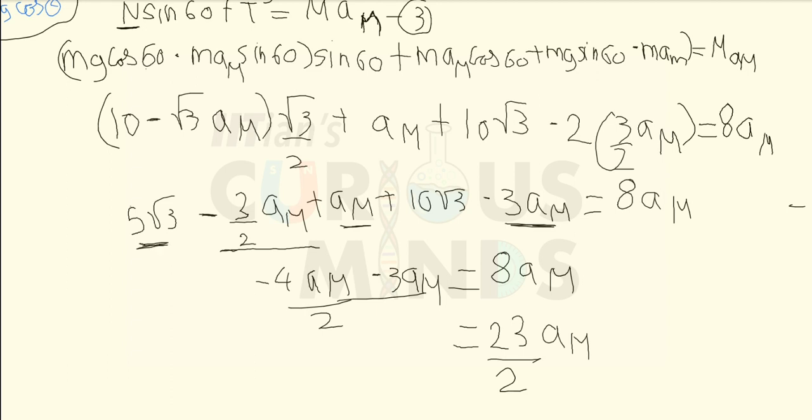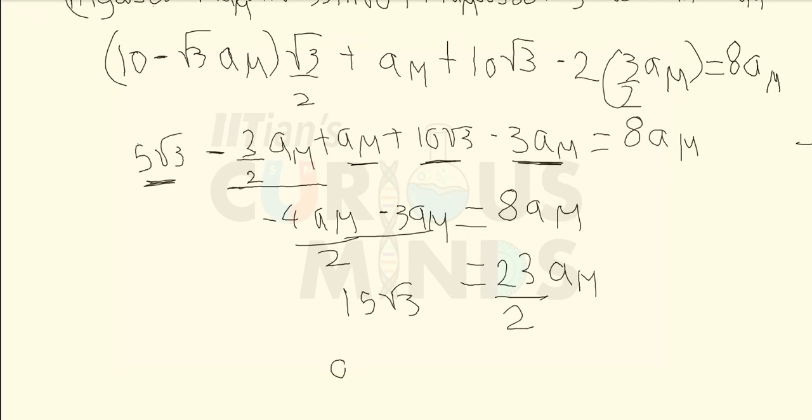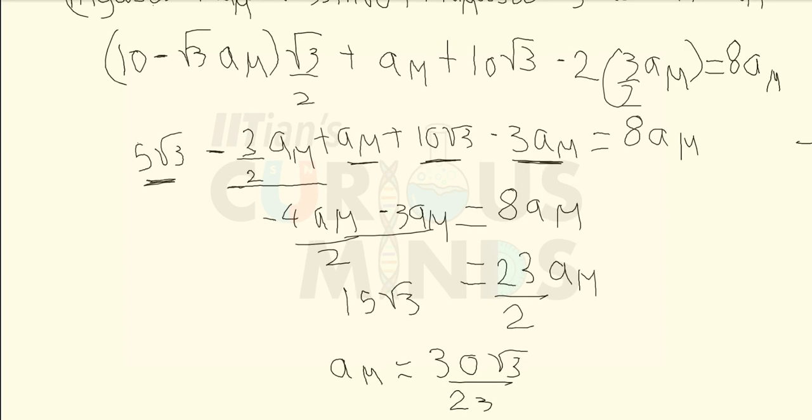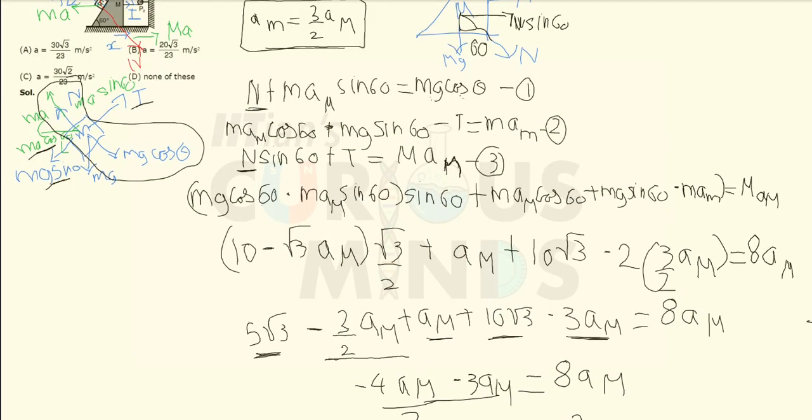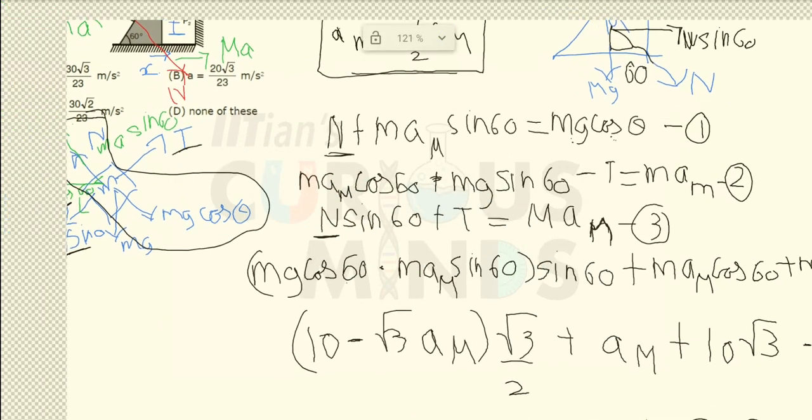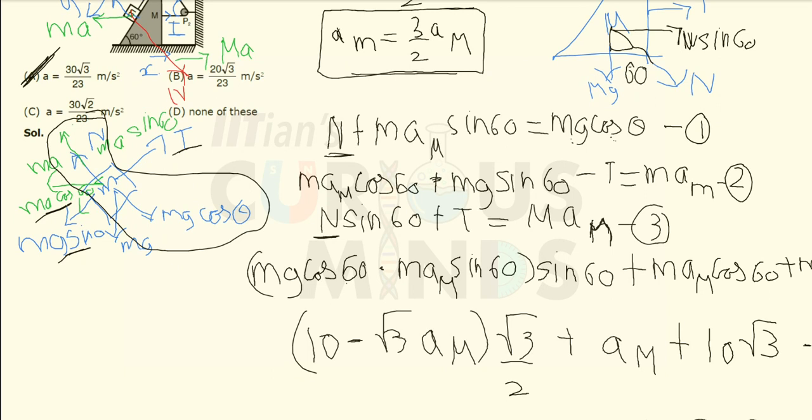Let us calculate the constant values. So 5 root 3 plus 10 root 3 will be equal to 15 root 3. So A_M will be equal to 30 root 3 divided by 23. Let us see the options. So it is equal to 30 root 3 by 23, which is option number A.